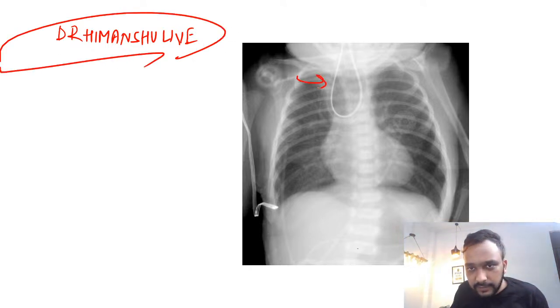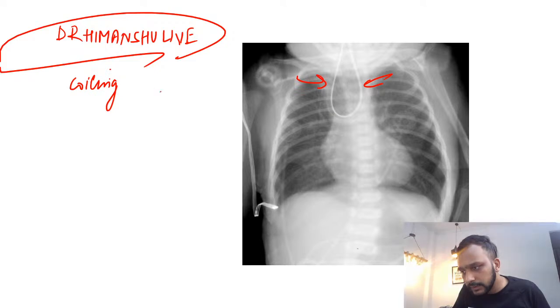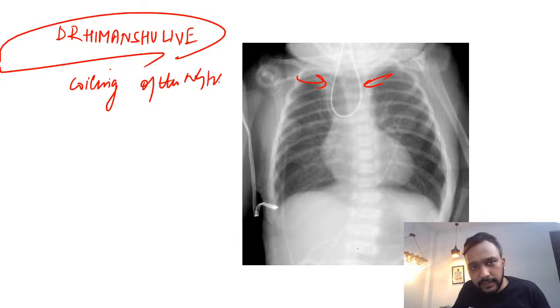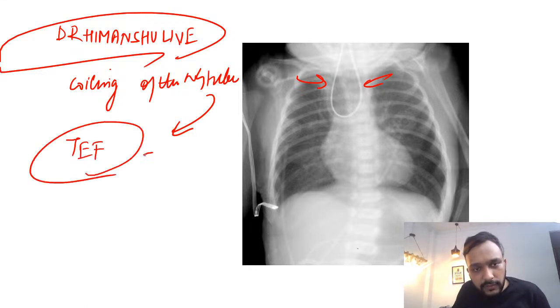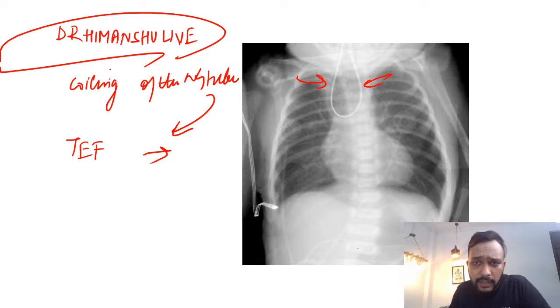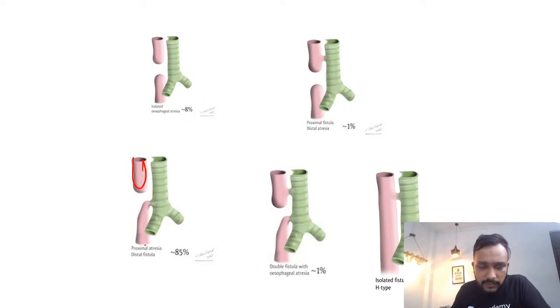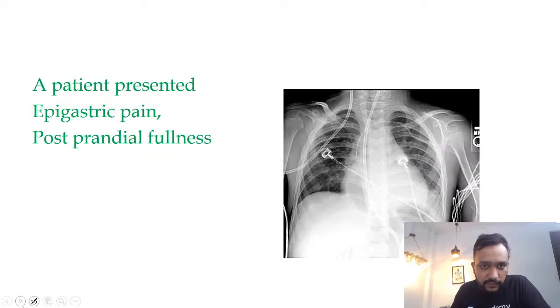So guys, in this case we can see that there is coiling of the NG tube. Coiling of the NG tube can be seen in a case with tracheoesophageal fistula, in which you are going to find proximal atresia with distal tracheoesophageal fistula. So Vidyananda, can you help me with the diagnosis for this case?